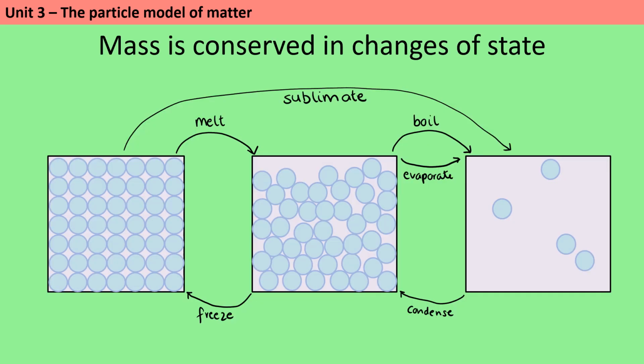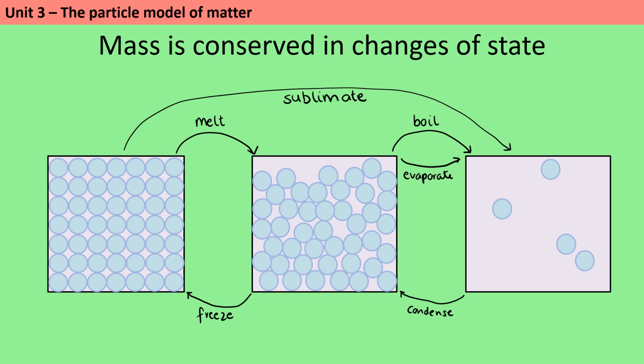You should be able to describe all of the different changes of state, so melting, freezing, boiling, evaporating, condensing, and sublimating, which is the one that people forget. So that's going straight from a solid to a gas, like carbon dioxide likes to do. And you should be aware that this is a physical process and that mass is conserved.